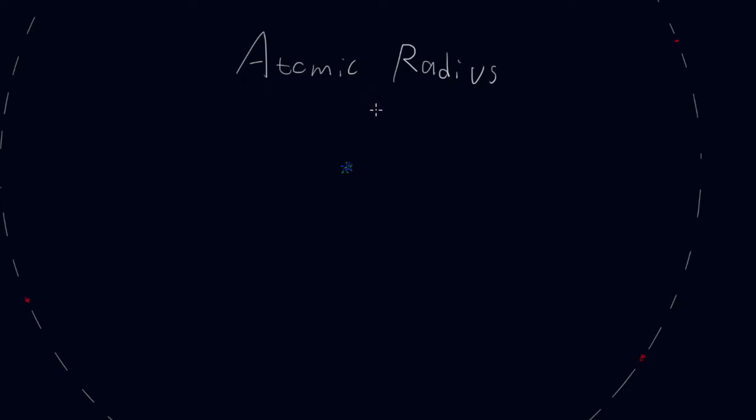There are certain trends along the periodic table about atomic radius. And what are those trends? Well, to understand those, first we need to understand two principles. And the first one is this idea that there is a ton of room inside an atom.